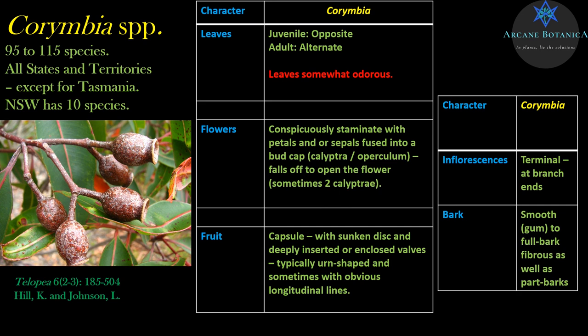Just get my pointer working here. Yeah, so we've got anywhere from 95 to 115 species. This is the paper published by Ken Hill and Laurie Johnson. It's a massive piece of work. Would have taken absolutely ages, I reckon, to do. And unfortunately, sadly, those 2 guys have died. You know, we've lost them several years ago.